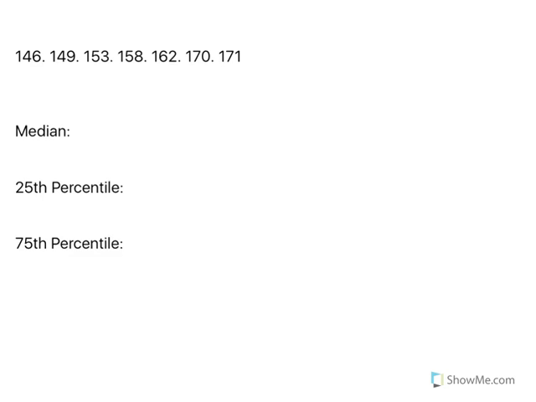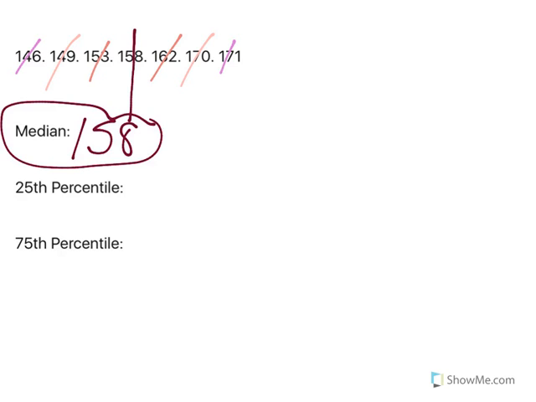So once they're in order least to greatest, I can take the smallest and the largest and cut them out. Then I go the next largest and smallest and continue on until I get to the middle. 158 is directly in the middle. I slash through it, and that is my median. Now, because I slashed through 158, it is no longer part of the playground when finding the 25th and 75th percentile. So the median is the 50th percentile.